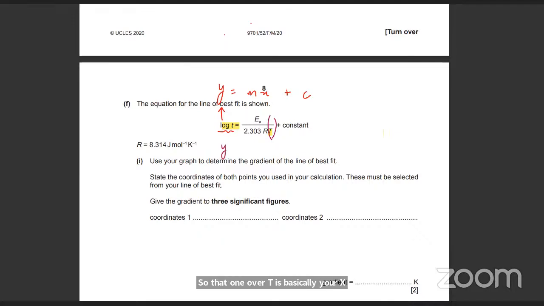So I can rewrite the equation. The m over here is basically E naught over 2.303 R, R is your gas constant. And 1 over t is your x plus c. So if I write it in terms of y is equal to mx plus c, I plotted log of t versus 1 over t. This thing over here is my gradient, which is m. And he's saying use your graph to determine the gradient.